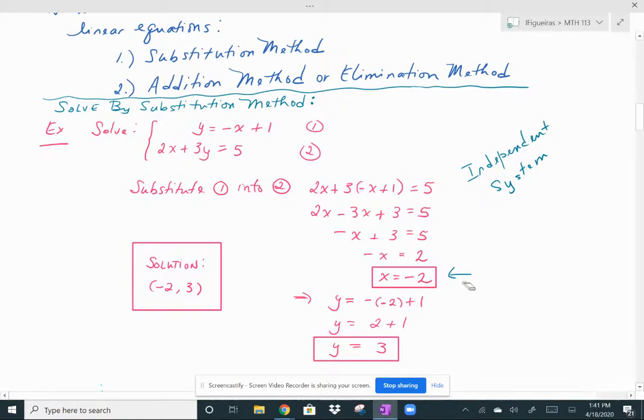So then you substitute negative 2 into one of the original equations, one of these. And it's just easier to work with the first equation, which is what you see here. So y equals negative 2 plus 1, which gives you a value of 3. So your solution is the coordinate negative 2, positive 3. When you get a single answer for both the x and the y values, that's what we consider to be an independent system, one solution. Remember, that's the point of intersection for these two lines.